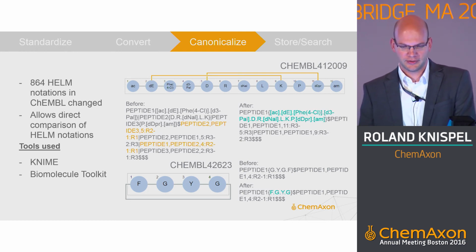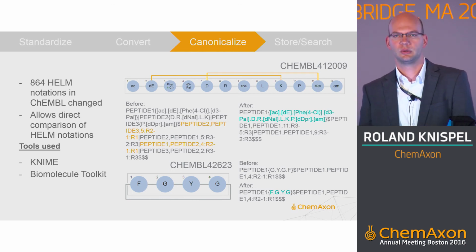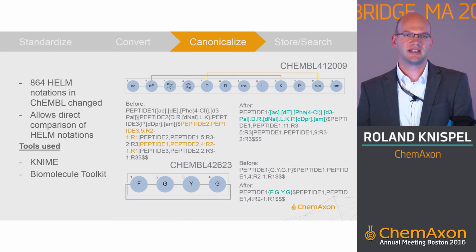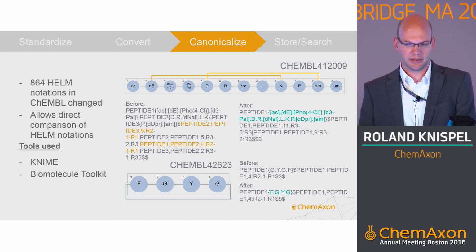But what's more crucial is that we were identifying something like 40 duplicate structures based on our canonicalization, which, in case you're looking for all of the data you have for a given compound, means you are missing out on some of the content if you don't do that canonicalization.